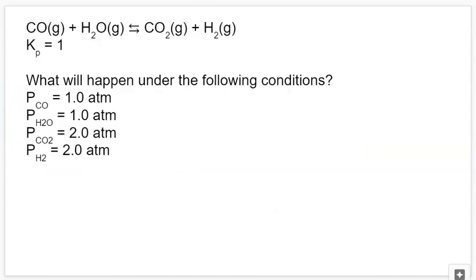Let's look at another similar example. So here we have carbon monoxide reacting with water vapor in equilibrium with carbon dioxide gas and hydrogen gas, and say that the pressure equilibrium constant here is 1. Let's figure out what's going to happen under the following conditions of 1 atmosphere of carbon monoxide, 1 atmosphere of water vapor, 2 atmospheres of CO2, and 2 atmospheres of hydrogen gas.